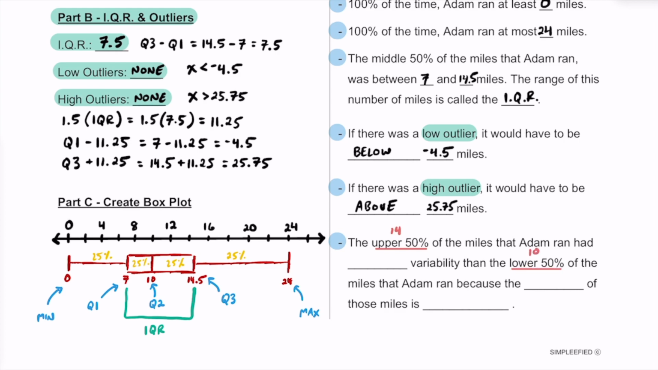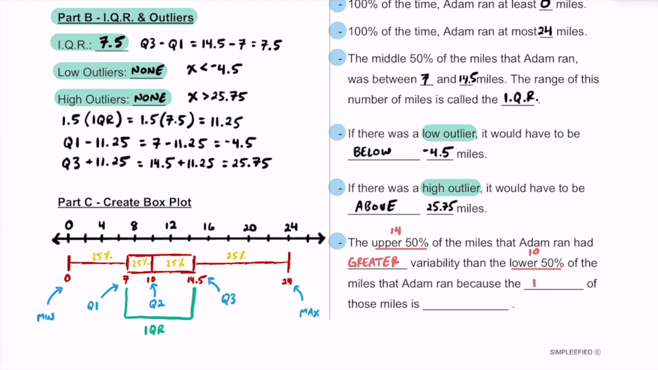So the question is which one had a greater spread? So we can see here that the upper 50% of the data had a spread of 14, but the lower 50% of the data had a spread of 10. So we would say that the upper 50% of the data had greater or more, either one you can say, greater variability than the lower 50% of the miles that Adam ran, just because it was spread out more or had more variability.